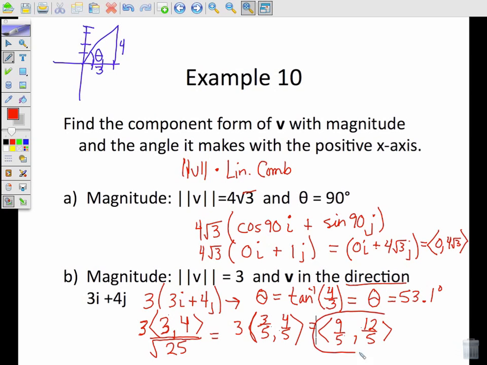And then this is my angle. So here's the vector, and then here's the angle. And there you have it.